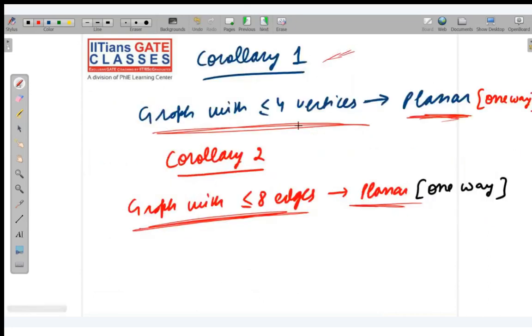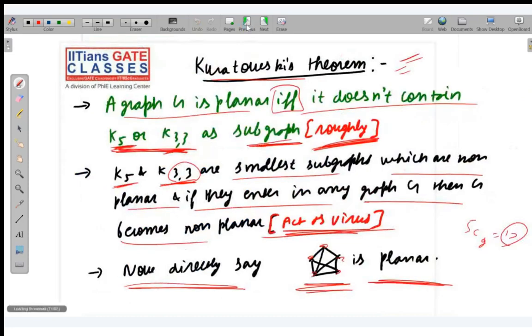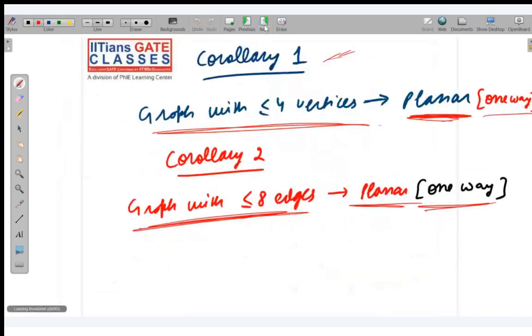And they all are one-way theorems, obviously. We cannot say that if a graph is planar, then it will have less than or equal to 4 vertices. No, clearly no, big no. Why? I have shown you this only. It had 5 vertices and was planar. So any graph with greater than or equal to 5 vertices.